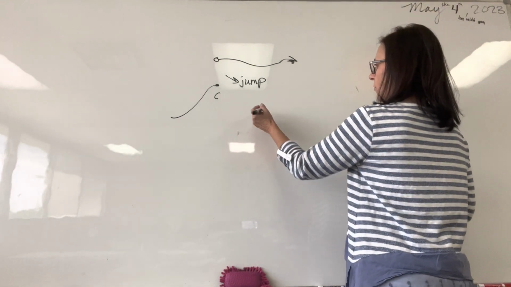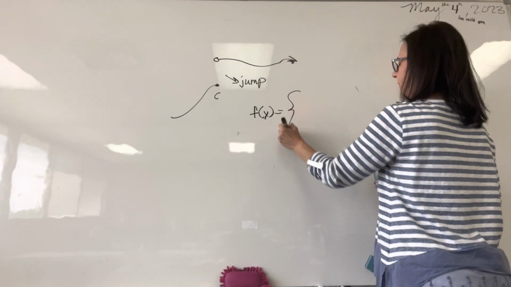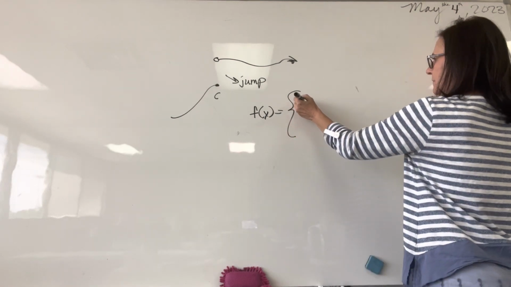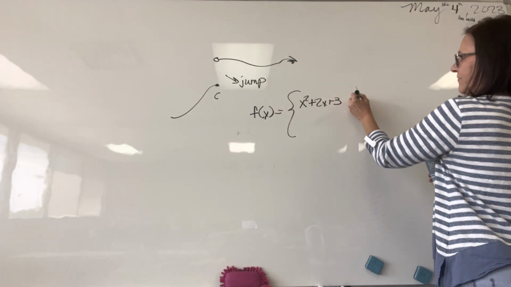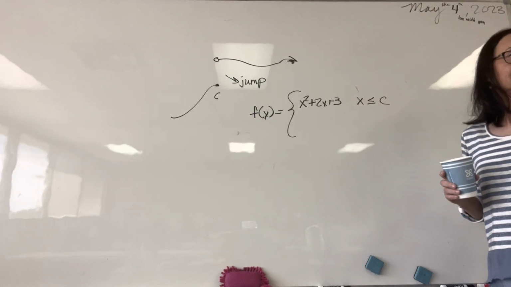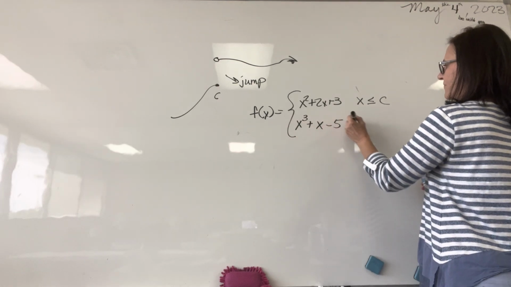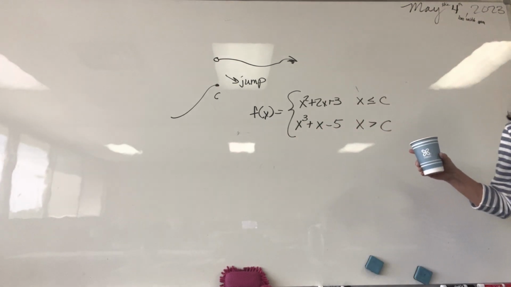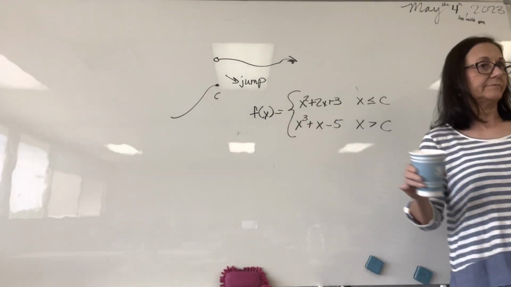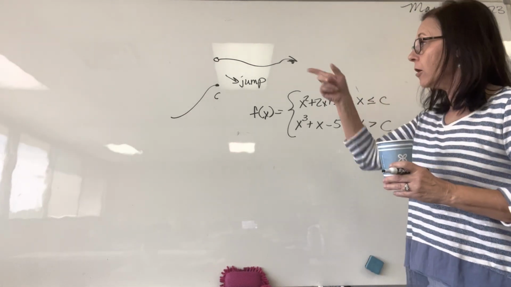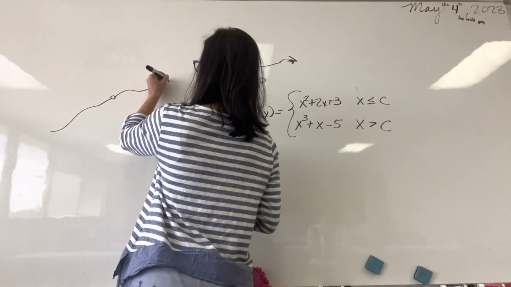typically we have something like one formula, x squared, I'm just making this up. If x less than or equal to c, and then it would be x cubed plus x minus 5, x greater than c. We would have a piecewise function when we have a jump in the graph. That is typical. We also would have a piecewise function when we have a hole in the graph sometimes.